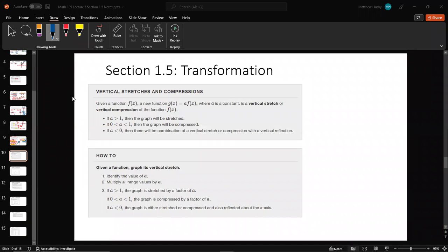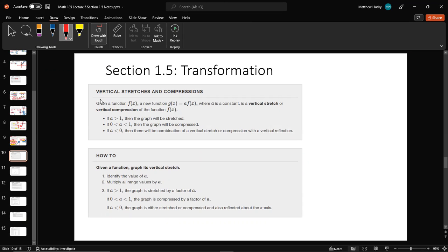All right, so let's talk about the last part of this. So we've talked about how you can move the graph up or down or left or right. We have talked about how you can reflect the graph. So you can reflect the graph top to bottom, or you can reflect the graph left to right. The last thing you can do is stretch or compress.